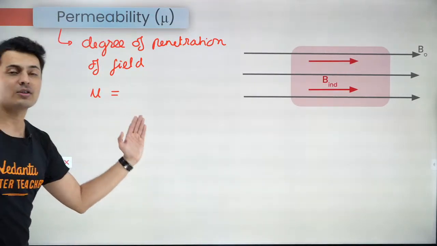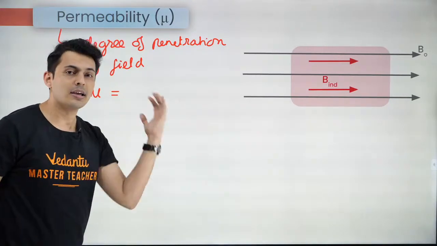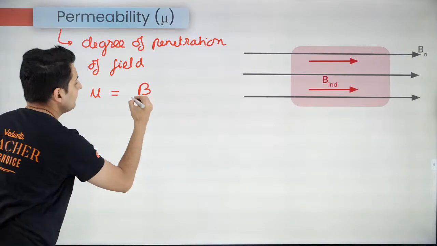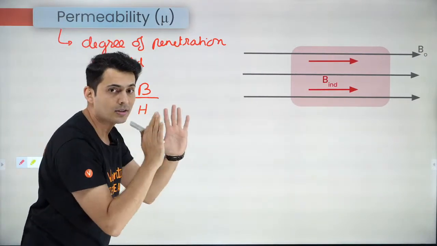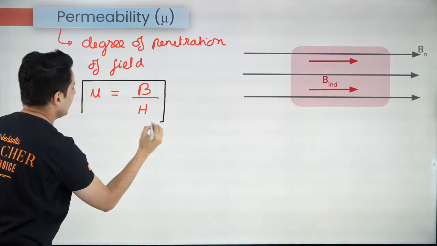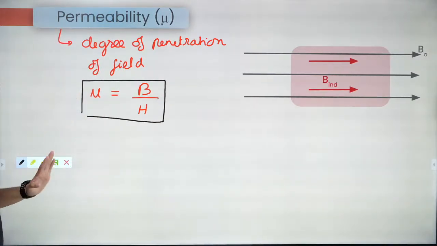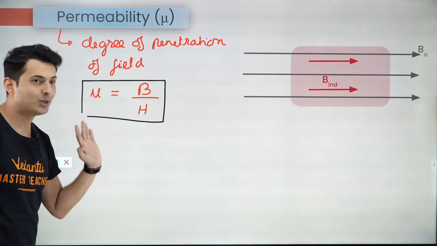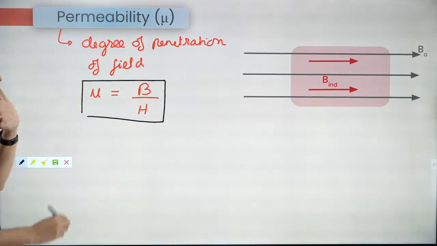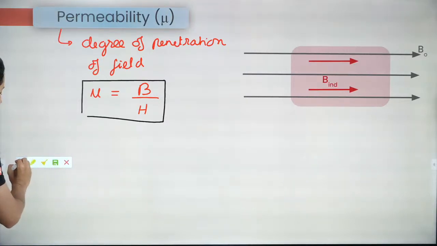Remember, X was I by H. Here mu is not I by H, guys, it is B by H. Always H is in the denominator. That's all you need to remember. So mu is nothing but B divided by H. Very, very important, but this is not dimensionless. Be careful. B and H do not have the same dimensions.